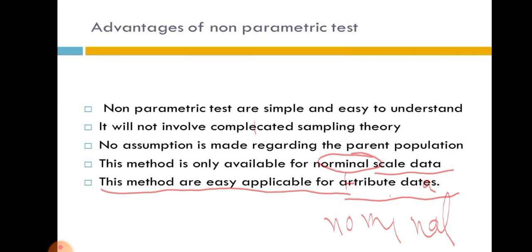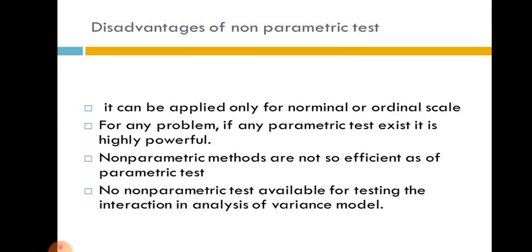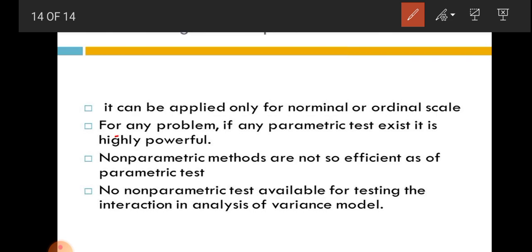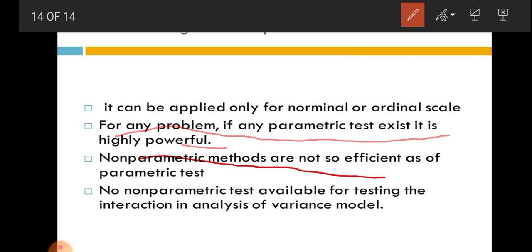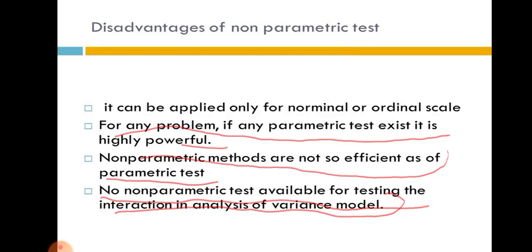Next are the disadvantages of non-parametric tests. They can be applied only for nominal or ordinal scale. For any problem, if a parametric test exists, it is highly powerful. Non-parametric tests are not as efficient as parametric tests. No non-parametric test is available for testing the interaction in the analysis of variance model. So these are some of the disadvantages of a non-parametric test.